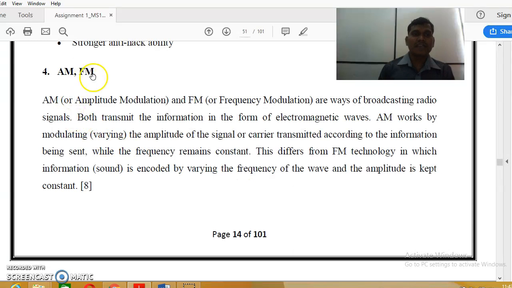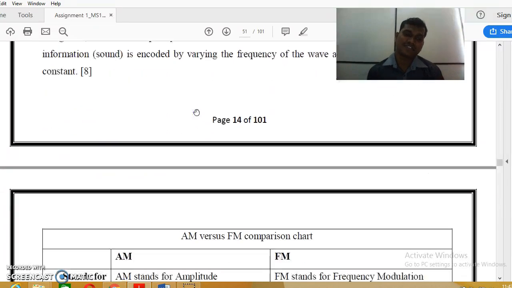The next one is AM and FM. AM means amplitude modulation and FM means frequency modulation, two ways of broadcasting radio signals. Both transmit the information in the form of electromagnetic waves. AM works by varying the amplitude of the signal or carrier transmitted according to the information being sent, while the frequency remains constant. This differs from FM technology, in which information is encoded by varying the frequency of the wave and the amplitude is kept constant.